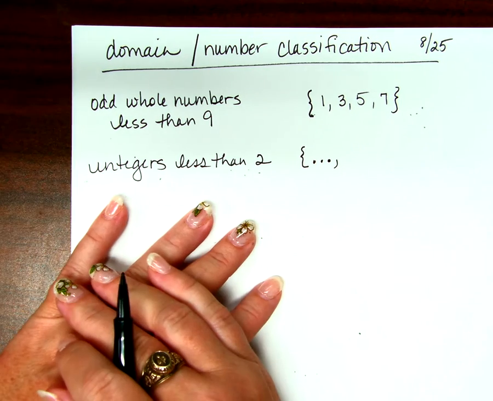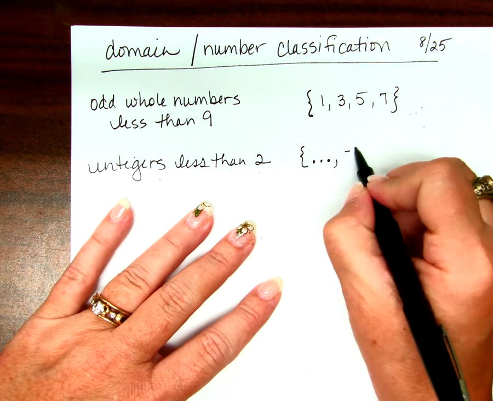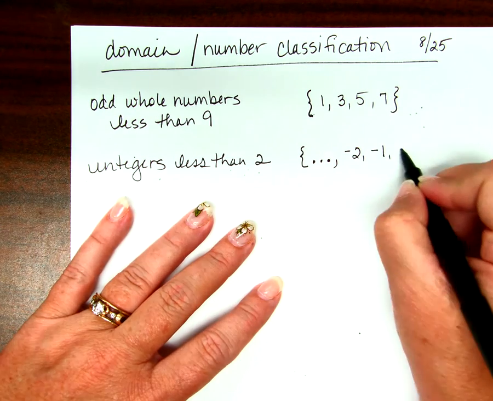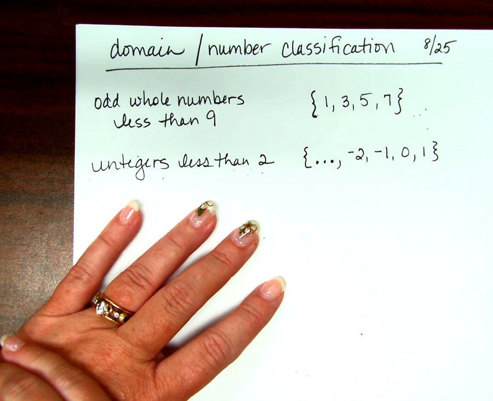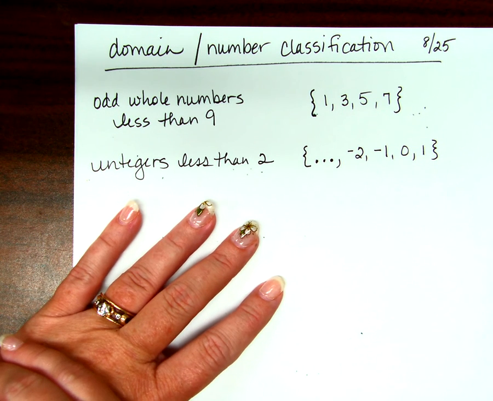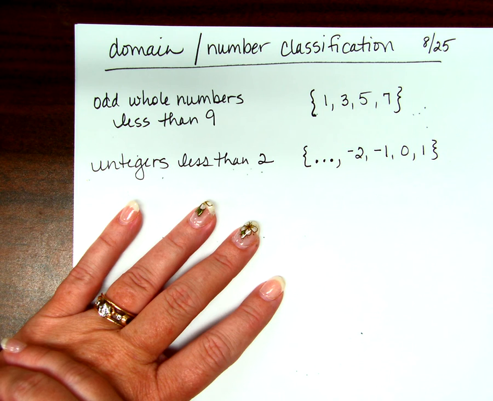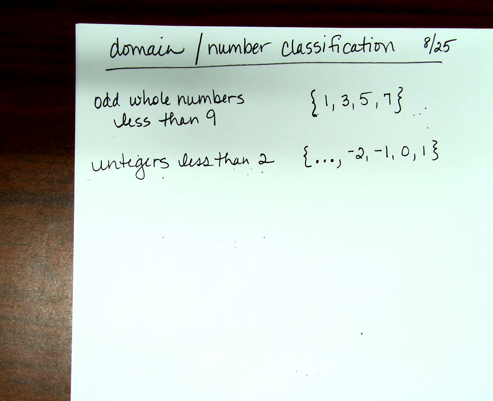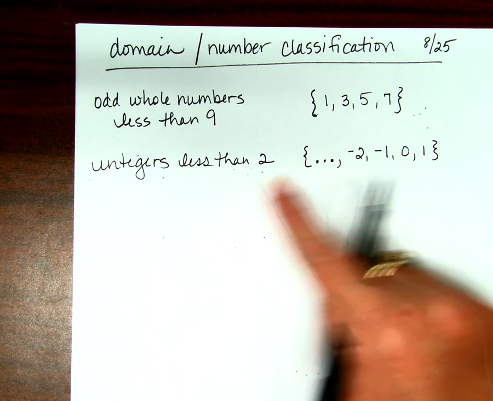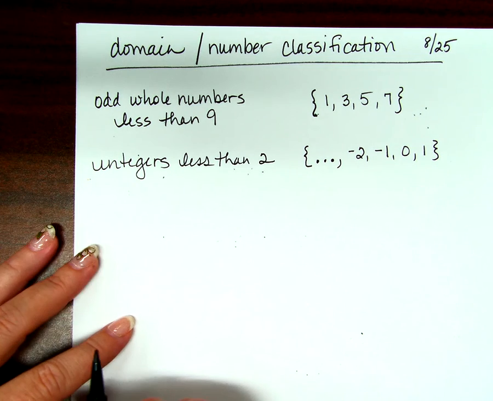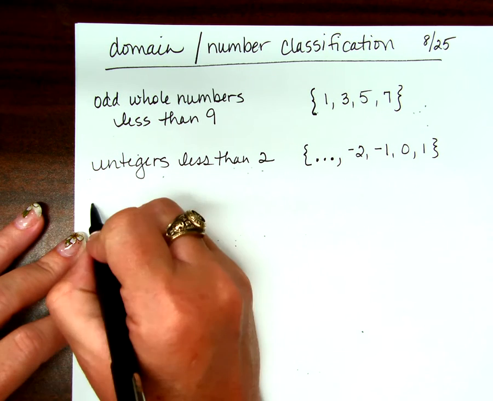Comma, -2, -1, 0, and 1. Does that make sense? I start with the least. Because it's negatives, it's going to go all the way that way. Okay? What about integers?